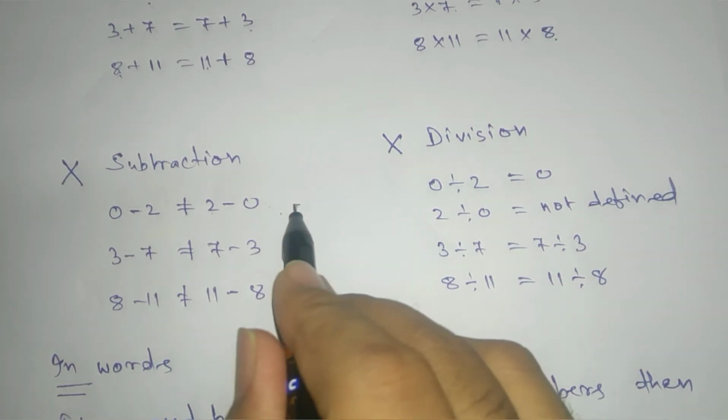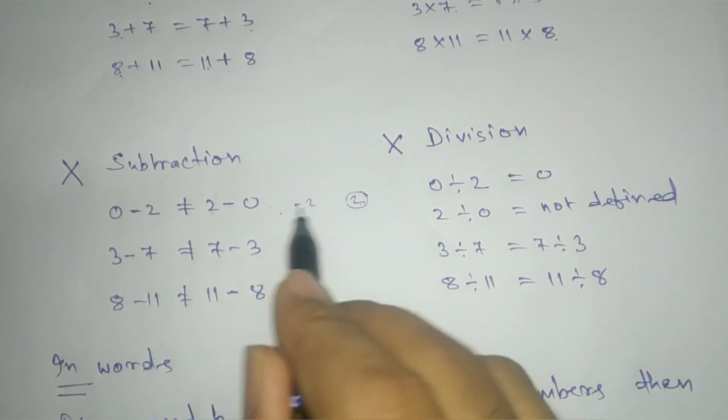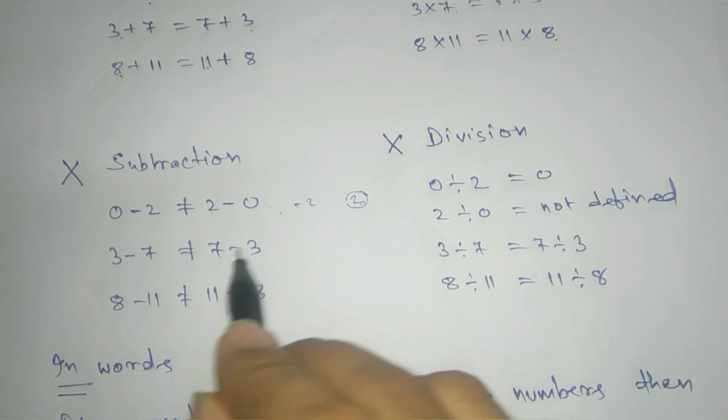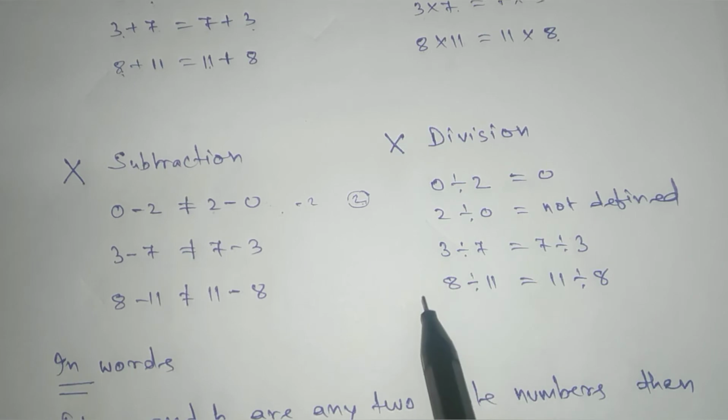So minus 2 and 2 are not the same. This 2 is a whole number, but minus 2 is not a whole number. So for the other cases also, if you see here, these are not true.